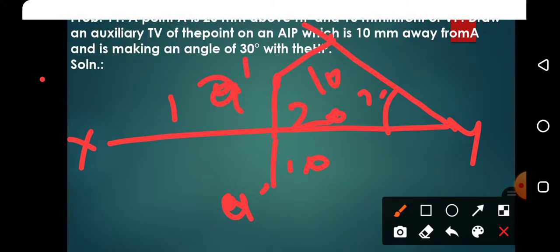Next, it is very difficult to understand through the mobile, so I hope you have understood this one. Okay, next problem.